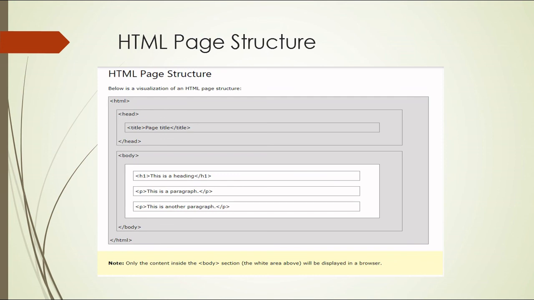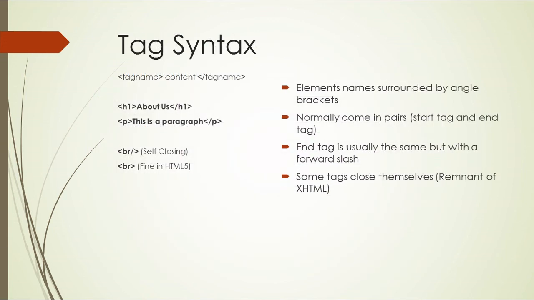Now, HTML tags. HTML tags are element names surrounded by angle brackets. In HTML, we start and end tags. This is an example of it. Now, start tag and end tag. Start tag, also called an opening tag. This is an example of a start tag, while this is an example of an end tag, also called a closing tag.